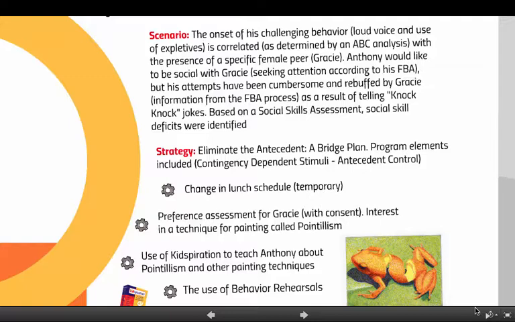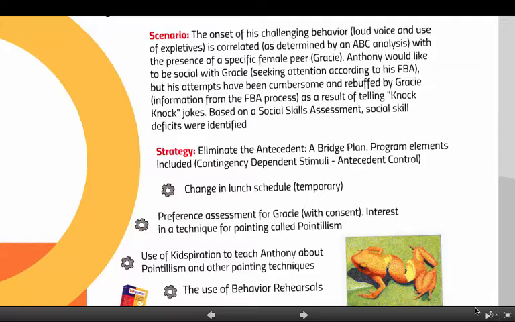The onset of his challenging behavior, that is the loud voice, use of expletives, was correlated, as we determined by an ABC analysis, with the presence of a specific female peer, and I'll just call her Gracie, also a fictitious name. So recall at the beginning of this module I said that antecedents can take the form of people and people being present. So Gracie was clearly an antecedent. She came right before the unleashing of Anthony's expletives and his loud voice.